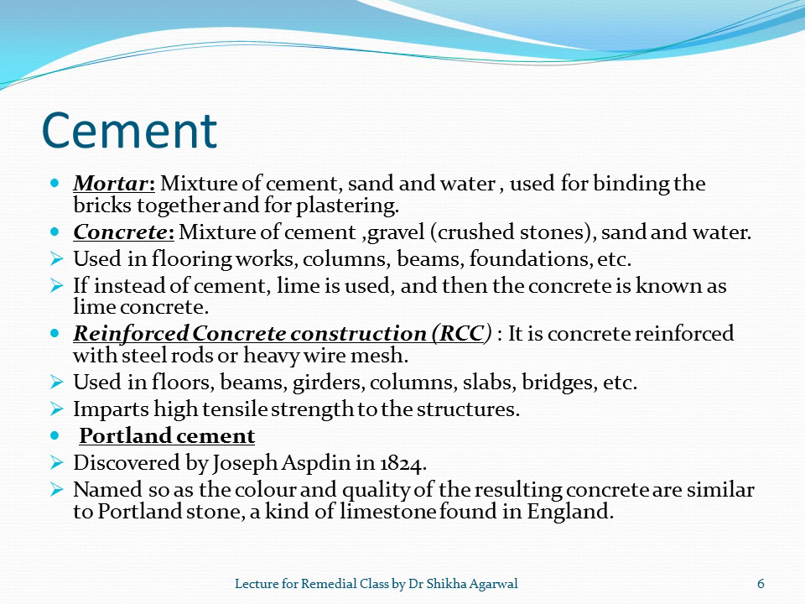And then we come to the most important thing for us, that is Portland cement. So what is Portland cement? It was discovered by Joseph Aspdin in 1824, and it is named so as the color and quality of the resulting concrete was similar to Portland stone, which is the kind of limestone found in England.